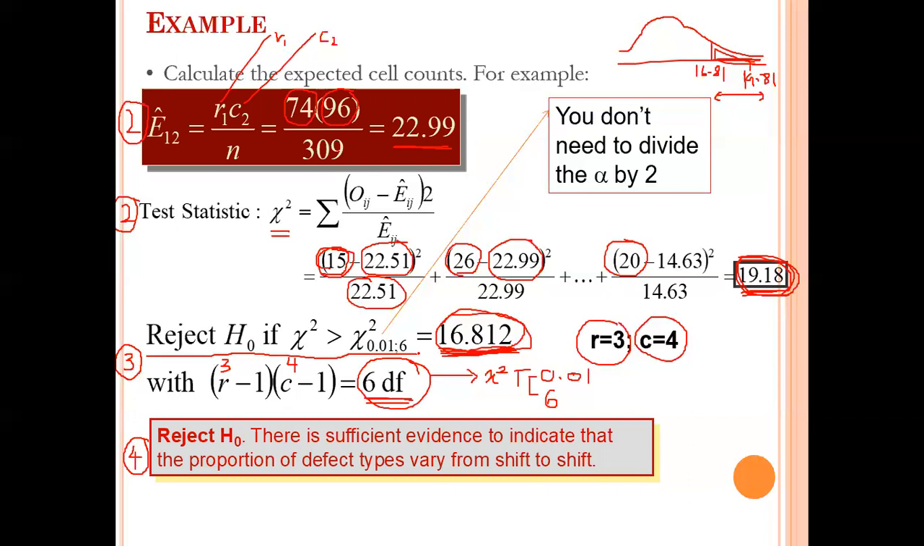Another important point: in chi-square analysis, you don't have to divide the alpha value by 2, because it is non-normal distribution data, skewed to the right. So you don't have to divide the alpha value by 2. So that is the steps of the analysis for the independence test for chi-square analysis.